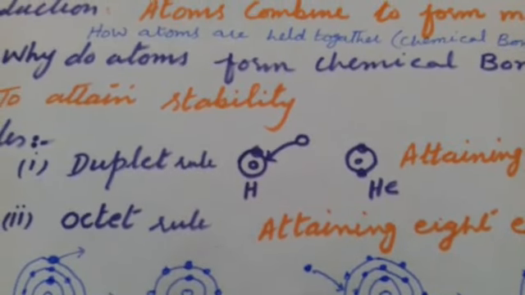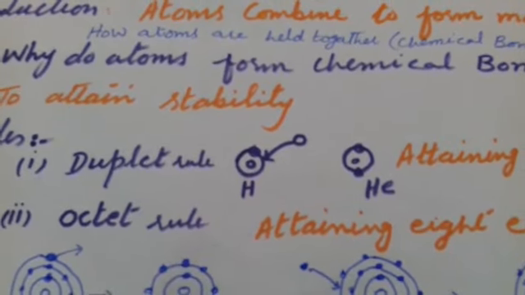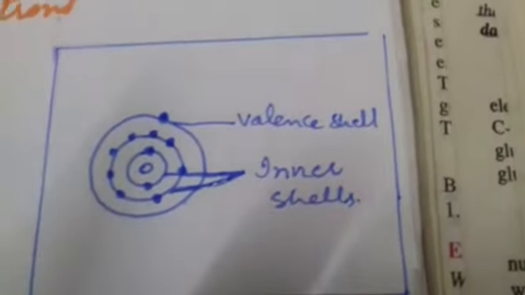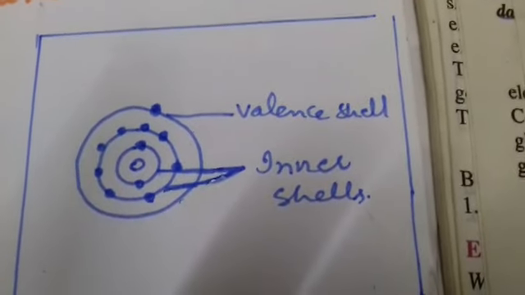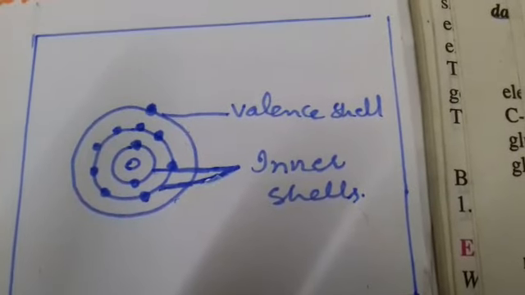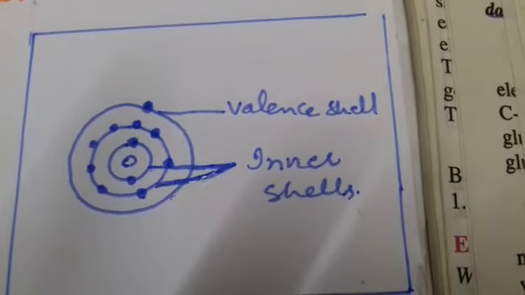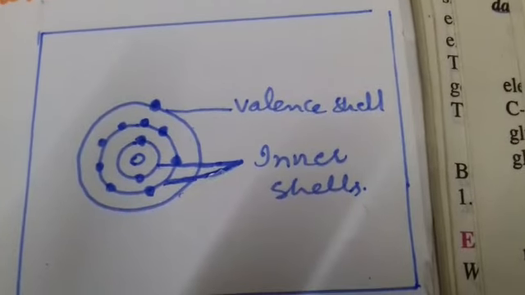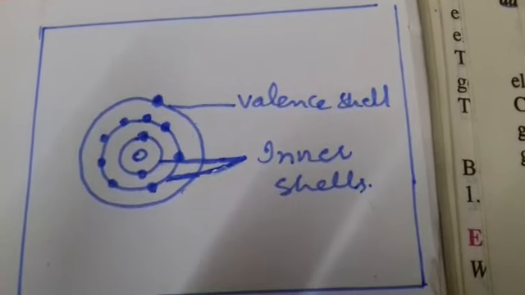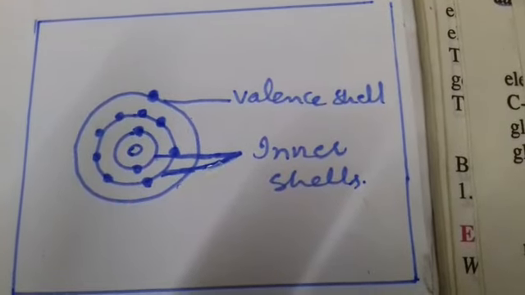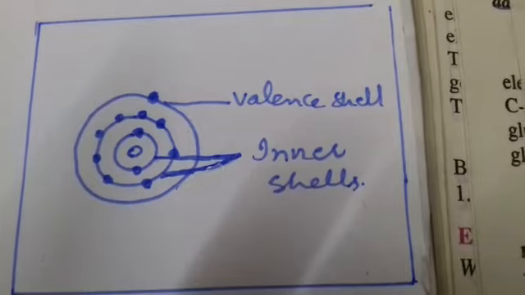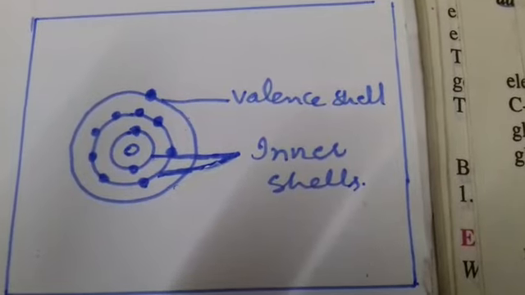Here I would like to explain the valence shell. I have given an example here of one atom of sodium. The outermost shell is known as the valence shell and the electron present in this orbit is also known as the valence electron. The other shells inside, below the valence shell, are known as the inner shells.